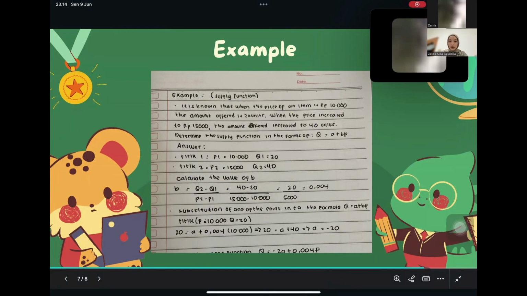Substitute one of the points into the formula Q = a + bP. Point P = 10,000, Q = 20: 20 = a + 0.004 × 10,000. 20 = a + 40, so a = -20. So, the supply function is Q = -20 + 0.004P.